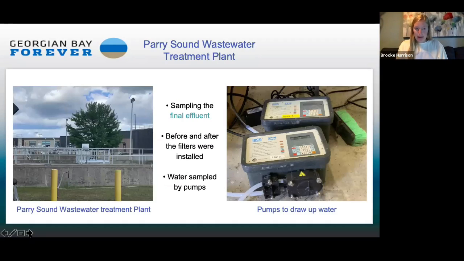So we went to the Perry Sound wastewater treatment plant before the filters were installed and multiple times since. We sampled the final effluent. So after it's gone through all the steps and it's released back into the bay, we use pumps to minimize contamination from the samples, and then we gather a liter of the water. The final effluent is the final stage of the wastewater treatment plant, so it's clean water going back into the bay.